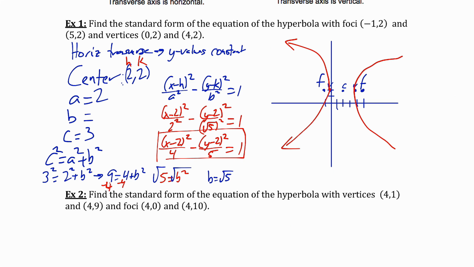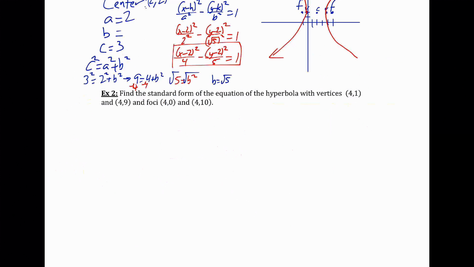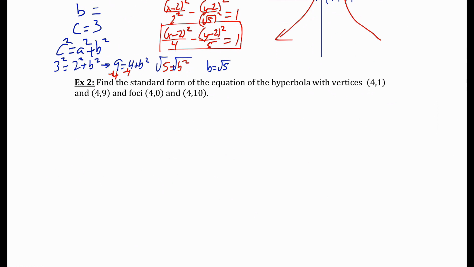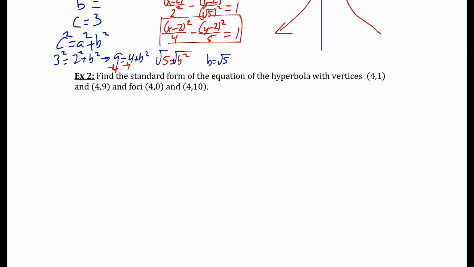Let's try one more, like this. We're asked to find the standard form of the equation of the hyperbola with vertices 4, 1 and 4, 9 and foci at 4, 0 and 4, 10. So let's start by graphing this, but looking at this, you might notice that all the x's are constant. We're going to go over 4, and that means it's going to be on some sort of vertical line.